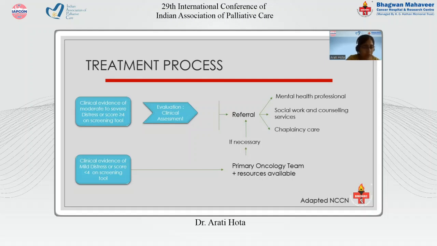And any score less than 4 is mild distress, managed by the primary oncology team with the resources available with the patient. But if necessary, the patient should be referred to the appropriate care. So now I can say that the distress thermometer is a means to understand how to handle the patient.